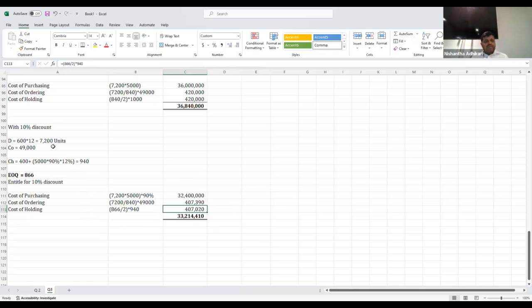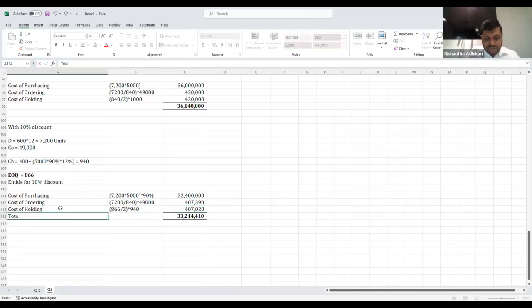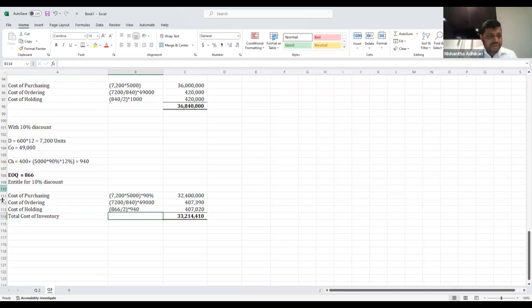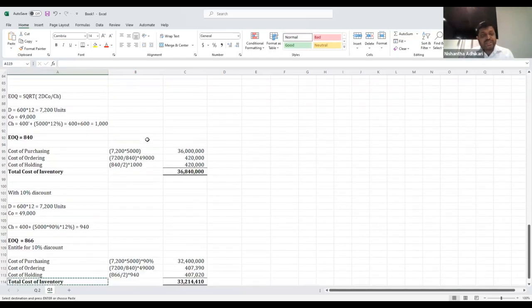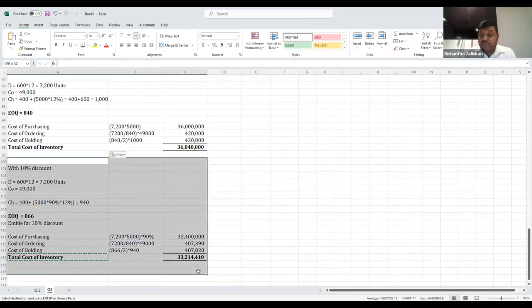Now you can see your total cost of inventory has declined. What is your suggestion? Now you can suggest it is worthwhile to order 866 units at once, because it will give a 10% discount, and your total cost related to inventory will be reduced. That you have to mention.